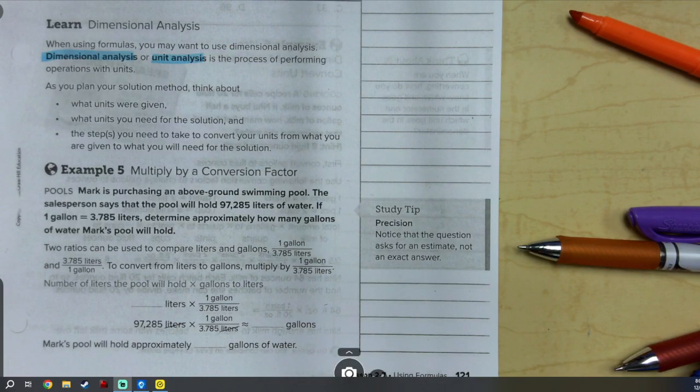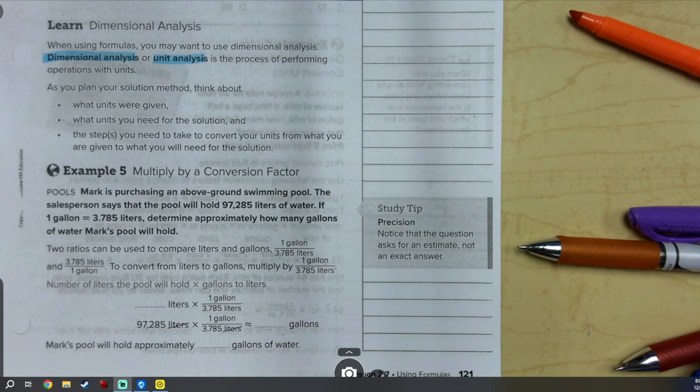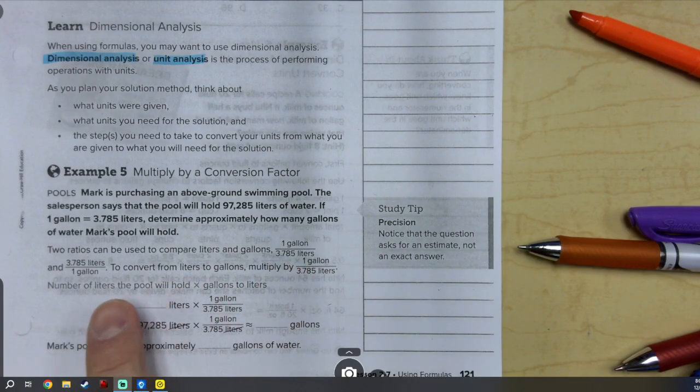Mark is purchasing an above-ground swimming pool. The salesperson says the pool can hold 97,285 liters of water. If 1 gallon equals 3.785 liters, determine approximately how many gallons of water Mark's pool will hold. Two ratios can be used to compare liters to gallons: 1 gallon divided by 3.785 liters, and 3.785 liters to 1 gallon. To convert from liters to gallons, multiply by 1 gallon over 3.785 liters.